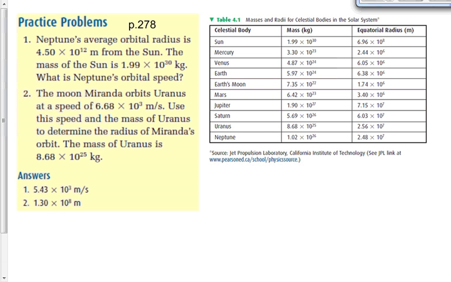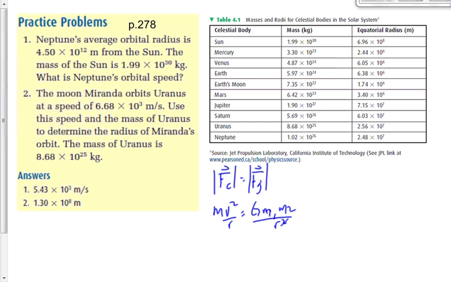When you've got something orbiting around something else because of gravity, then we say Fc is equal to Fg. We're always going to try that. So mv squared over r is equal to G m1 m2 over r squared. One of the r's cancels. One of the m's cancels. What am I left with? v squared is equal to G times M over r.